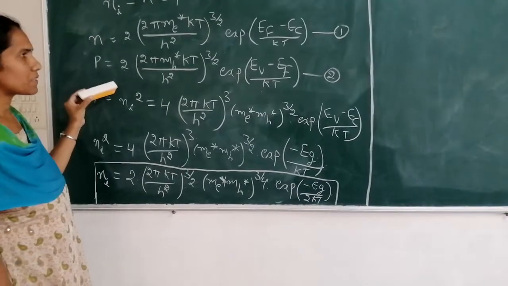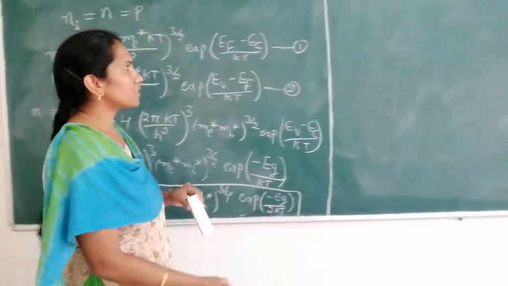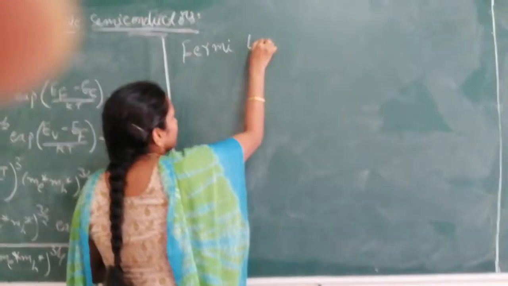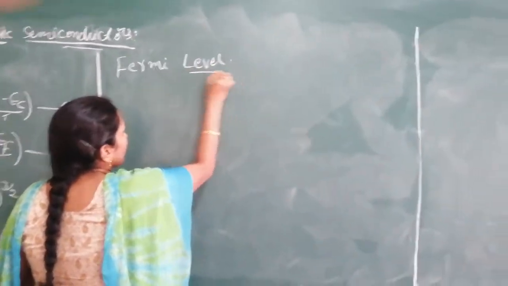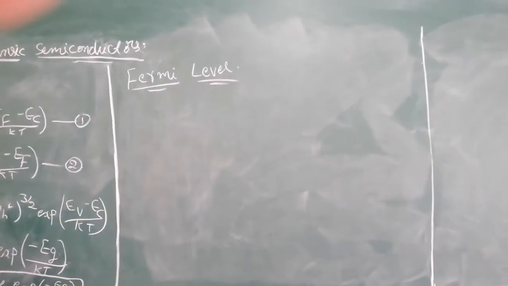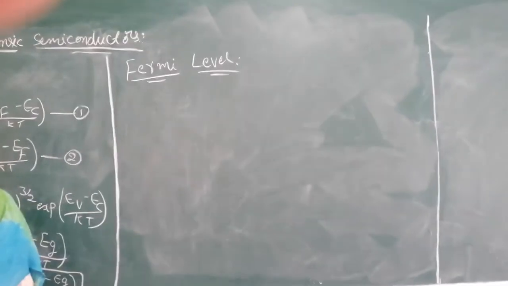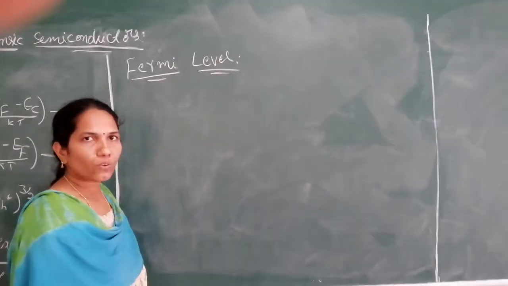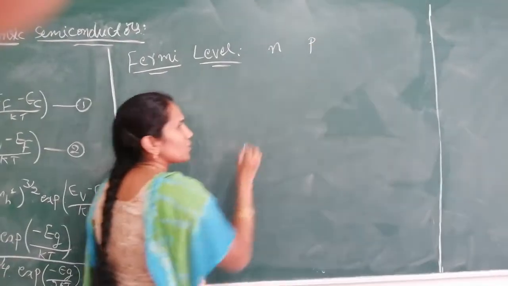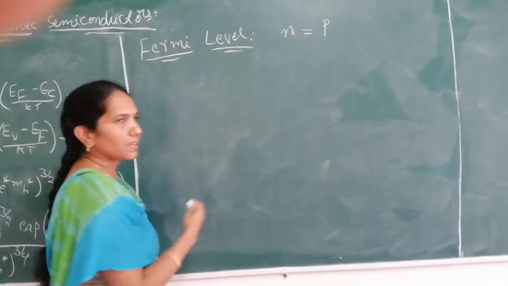Now from these two expressions, we are going to solve for the Fermi level for intrinsic semiconductors. Let us discuss the Fermi level for intrinsic semiconductors. As we all know, in intrinsic semiconductors the number of electrons and the number of holes are equal, represented by n and p. Both are the charge carriers.